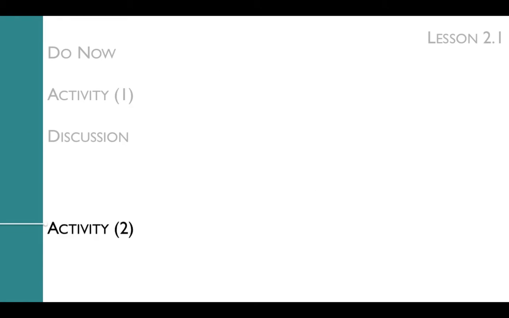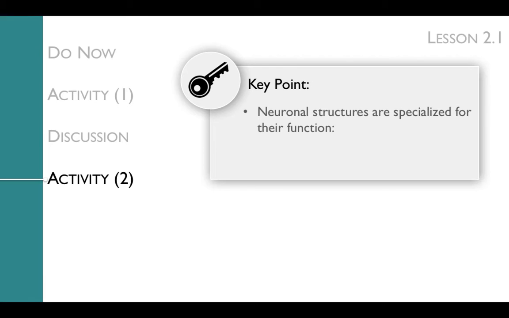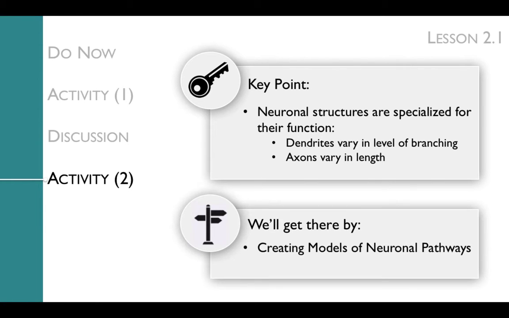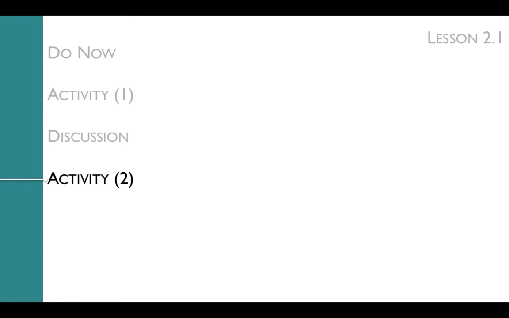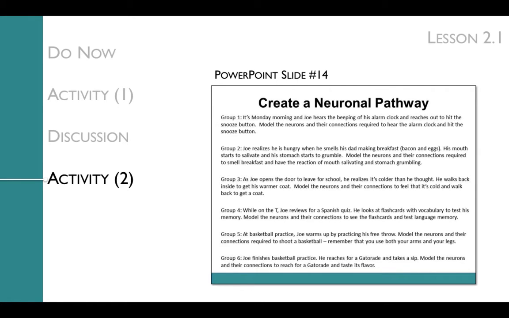The key point of our second activity is to explore how neuronal structures are specialized for their function. Specifically, that dendrites can vary in level of their branching, and that axons can vary in length. We'll get to this key point by creating models of neuronal pathways, which students can do either with clay or simply by drawing. You'll divide the students into groups and have each group create a model of a neuronal pathway required for Joe to complete the action described on slide 14 and on the lesson worksheet.